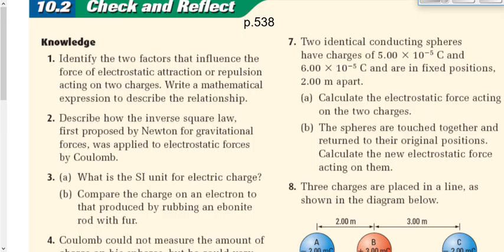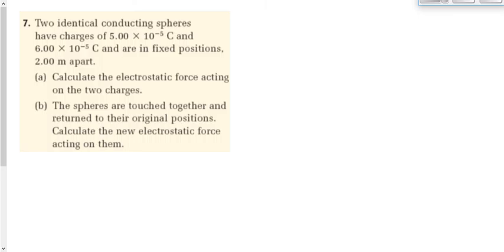All right, let's take a look at 7b, question 9, and question 10. Question number 7 says 2 identical conducting spheres have charges of 5 times 10 to the minus 5 and 6 times 10 to the minus 5. They're in fixed positions 2 meters apart. They're in fixed positions. That means that when a force acts on these charges, if they're not in fixed positions, then these charges can move, right? So 1/10 of a second after the initial force acts, the force is going to be different because the distance is going to be different. Here they're telling me that they're in fixed positions, so that means they're not going to move. So that means that as long as we're going, the force is going to remain the same.